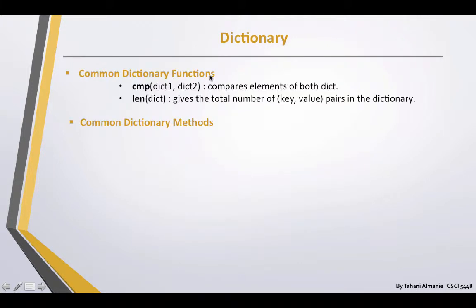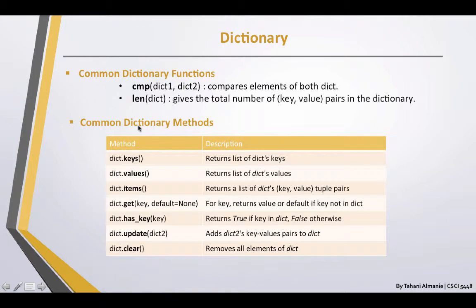Common dictionary functions are cmp to compare two dictionaries, and len to give the total number of pairs in the dictionary. And here we have some dictionary methods. We've seen keys, values, and items. Get to return the value for a given key, and it returns default if key not in the dictionary.